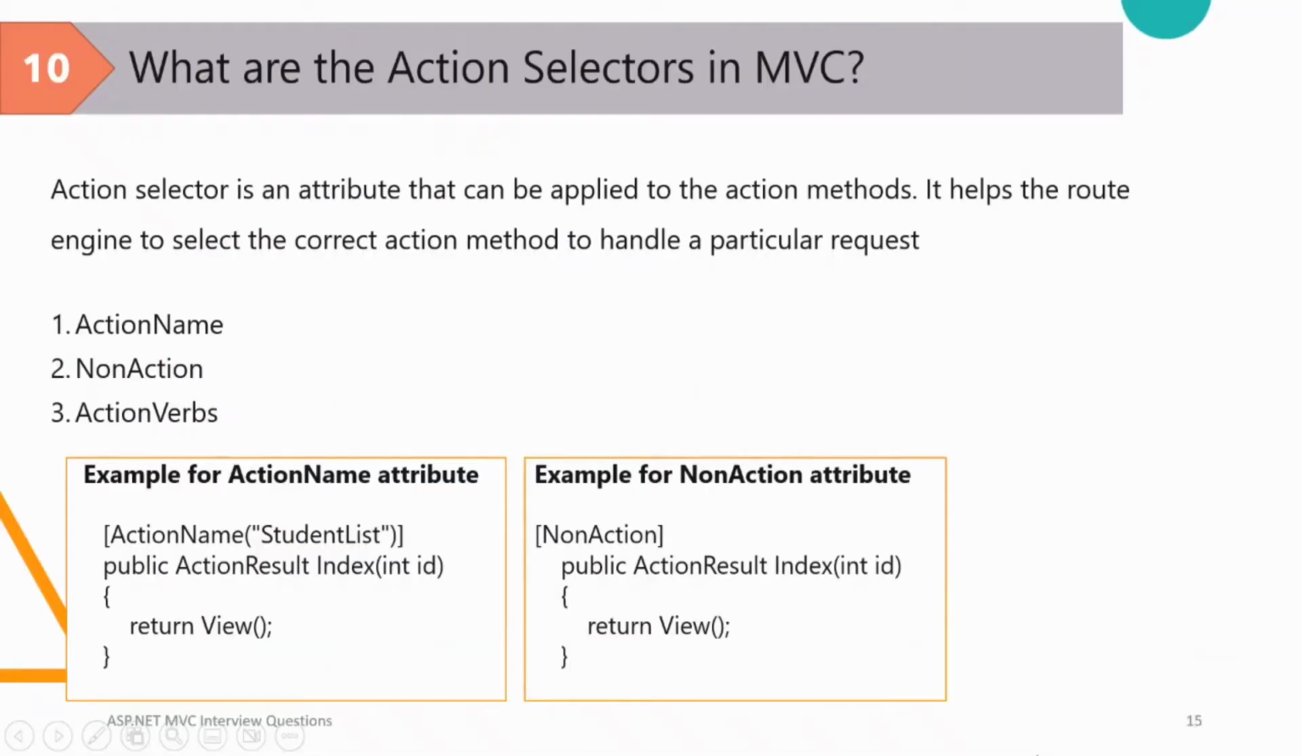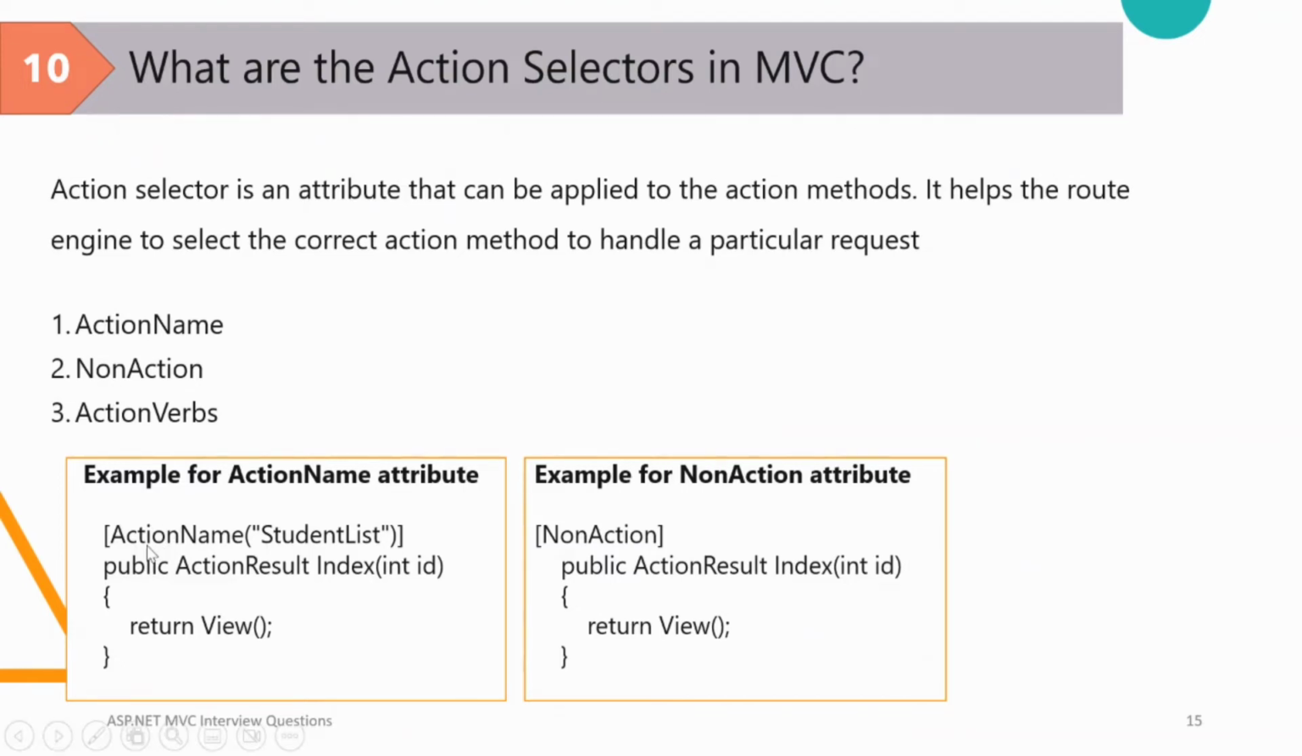Next question. What are the action selectors in MVC? An action selector is an attribute that can be applied to action methods. It helps the route engine to select the correct action method to handle a particular request. Action selector attributes are ActionName, NonAction, and action verbs.